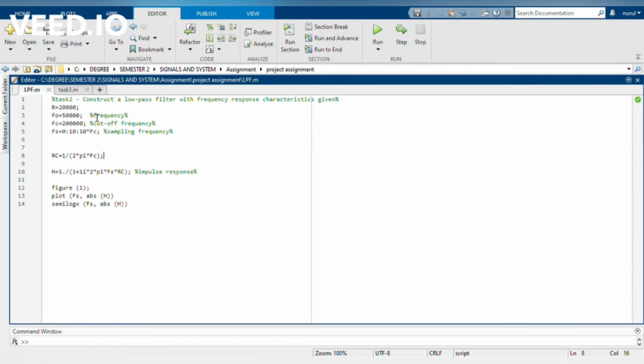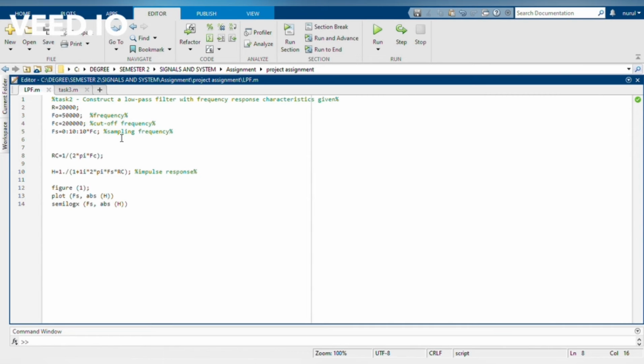So first of all, we need to set a resistor value, which in this case I set as 20 kilo ohm. For frequency, 50 kilohertz. For cut-off frequency, since it needs to be 4 times the actual frequency here, therefore the cut-off frequency will be 200 kilohertz, as the frequency is multiplied by 4.